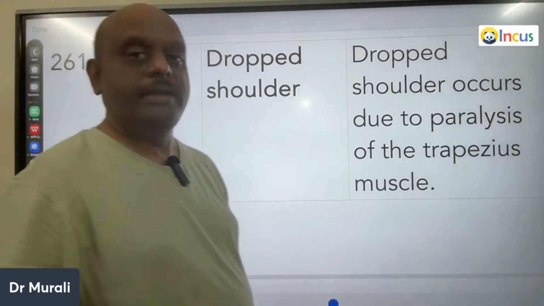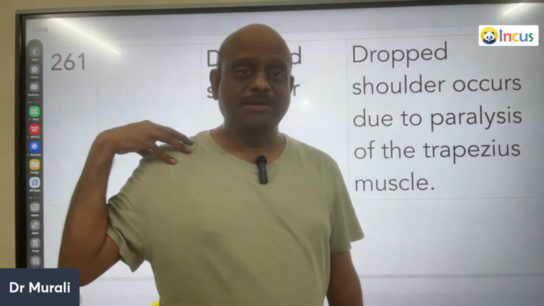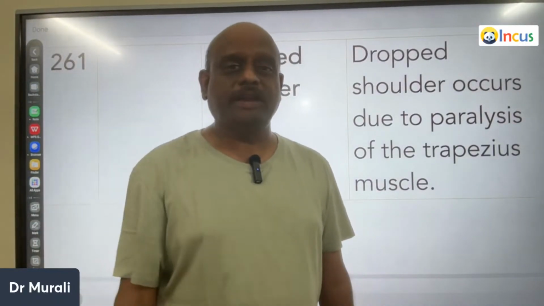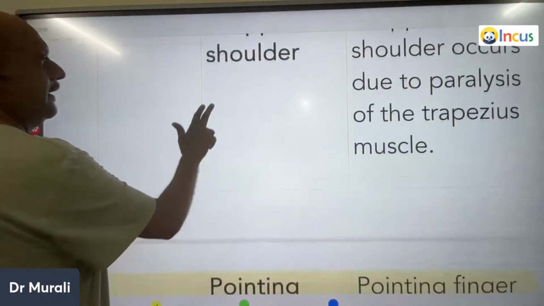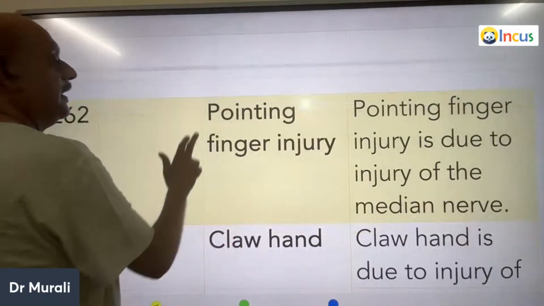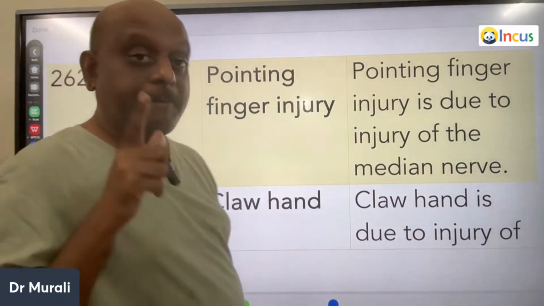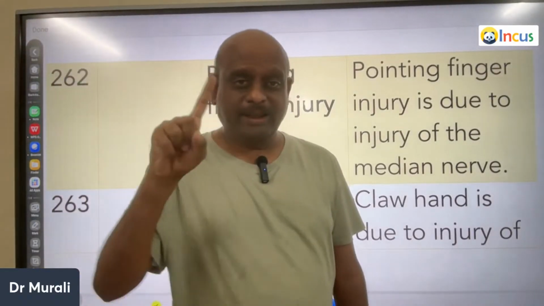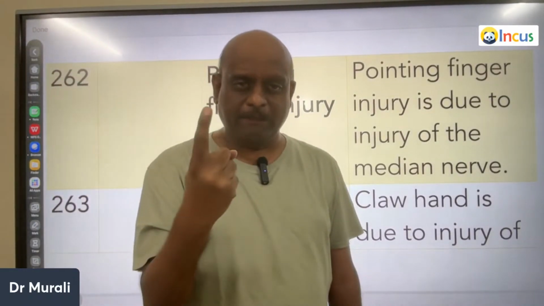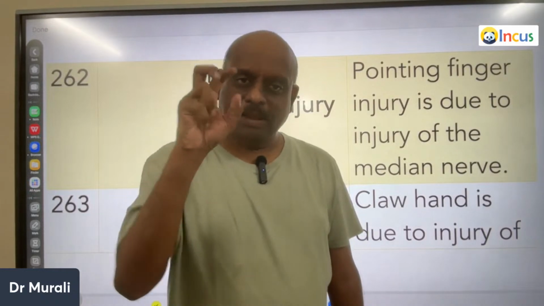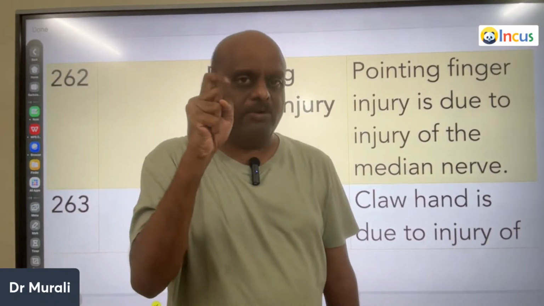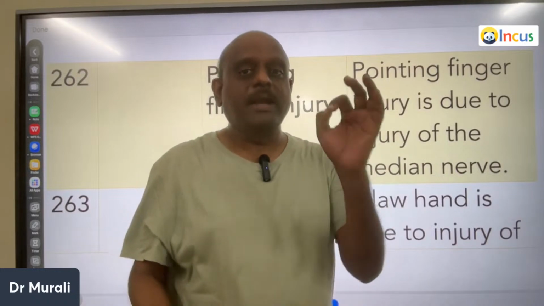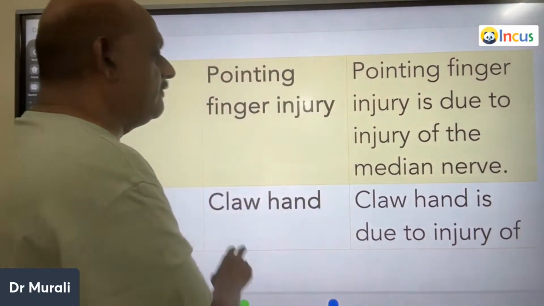Then it is the trapezius whose paralysis will lead to drooping of the shoulder, the trapezius. And a pointing finger: whenever you happen to make a fist, one finger cannot flex, it remains pointed. That is a feature of the median nerve injury.